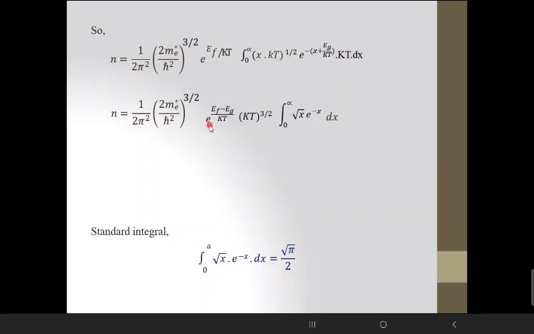Eg is a constant, so it comes out. kT is a constant, it comes out. Here also kT comes out. Then 0 to infinity, root of x exponential of minus x dx. Here, the standard integral is 0 to infinity root of x exponential of minus x dx.